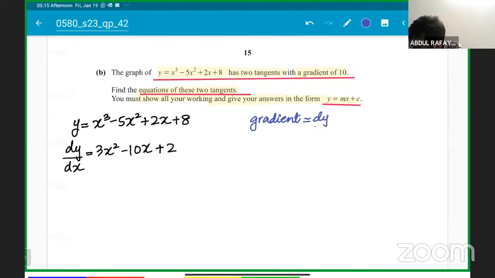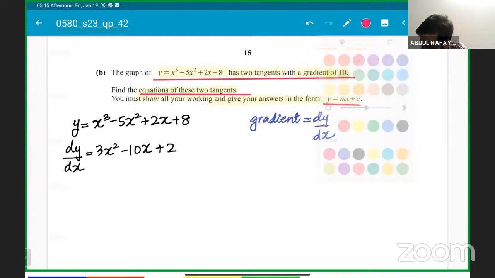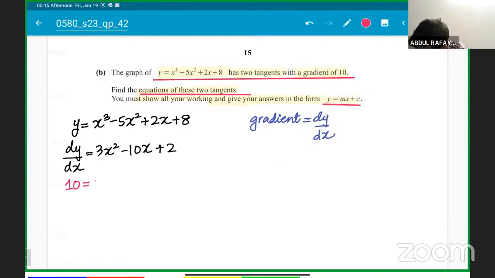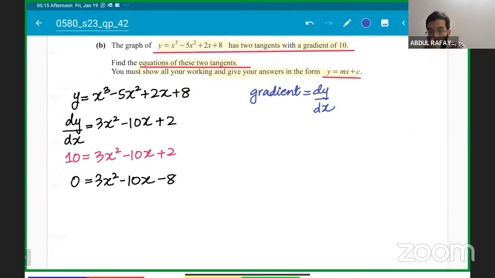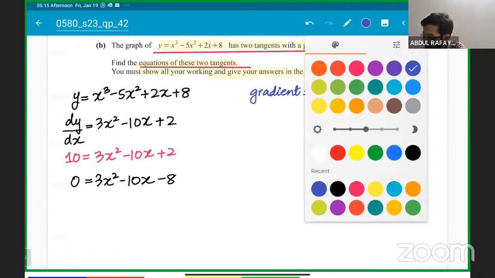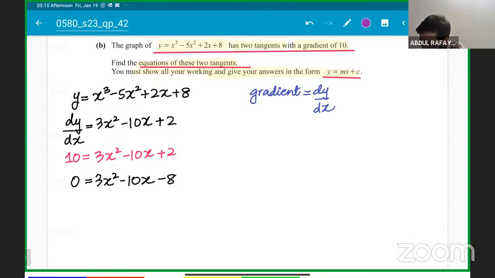So it's very simple. You must understand, students, that 10 = 3x² − 10x + 2. Everyone got this? Clear? Then you simplify and get it to the other side: 3x² − 10x + 2 − 10 will become −8. Everyone got this? 3x² − 10x − 8. And then we simplify and get the two factors.